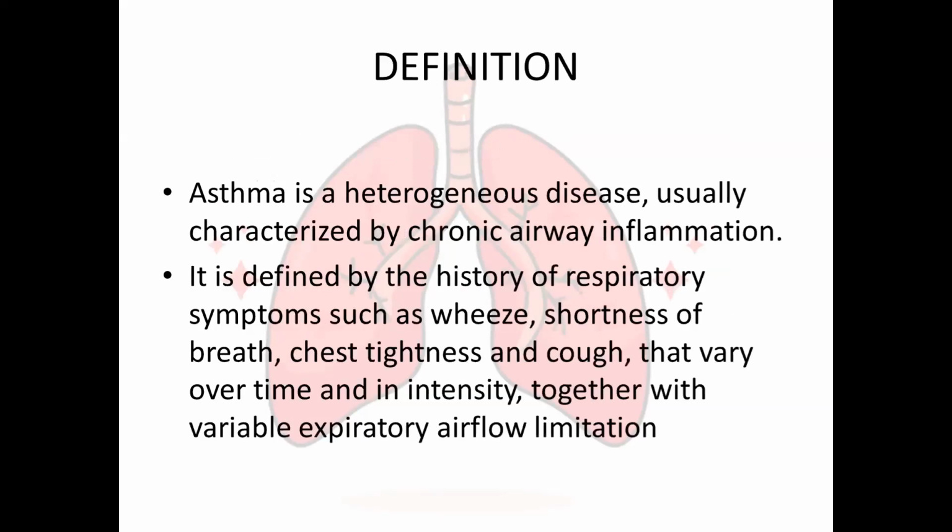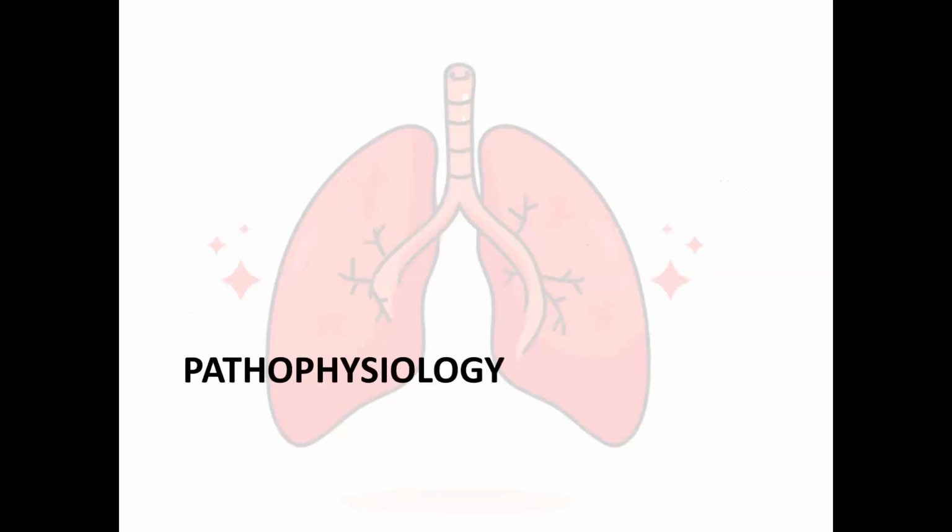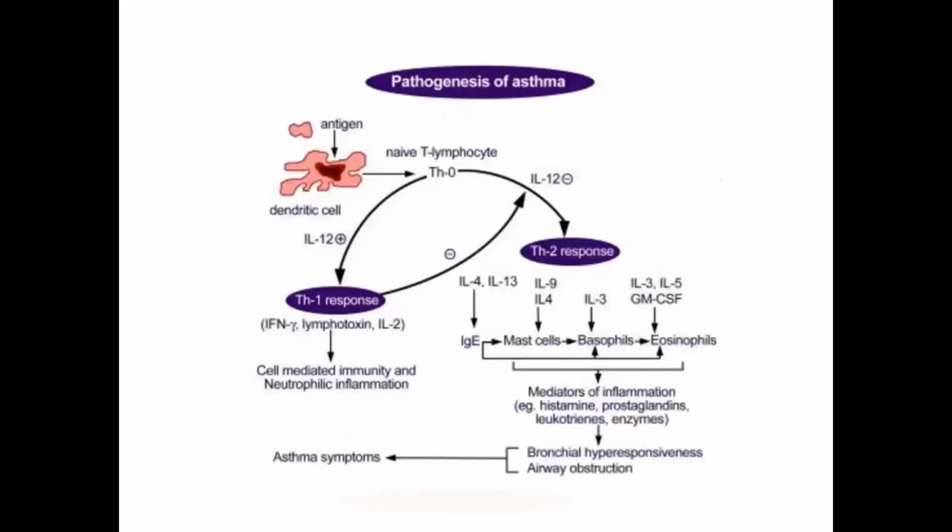Then coming to the definition of asthma. Asthma is a heterogeneous disease, usually characterized by chronic airway inflammation. It is defined by the history of respiratory symptoms such as wheeze, shortness of breath, chest tightness, and cough that vary over time and in intensity, together with variable expiratory airflow limitation. So now we will briefly see the pathophysiology of asthma.